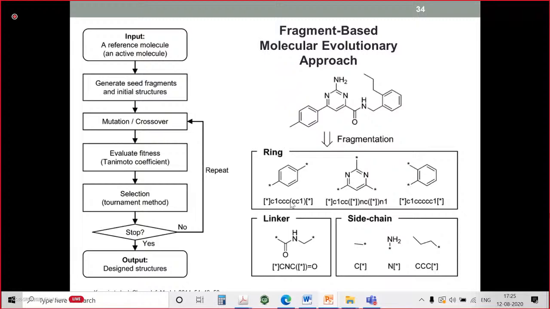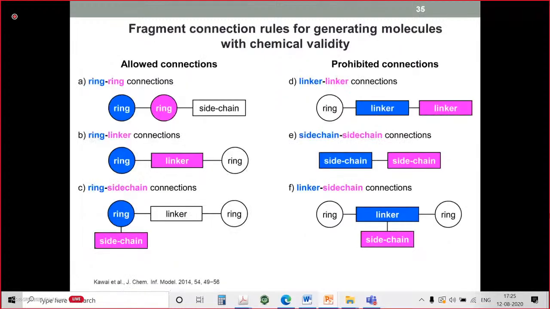So this will lead to diversity in a molecule. You will get a completely different structure from the initial reference molecule. Now, in this approach, we have a general thumb rule, which are allowed connections and prohibited connections.